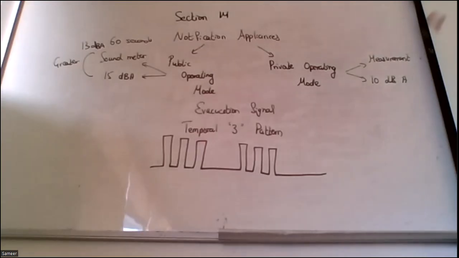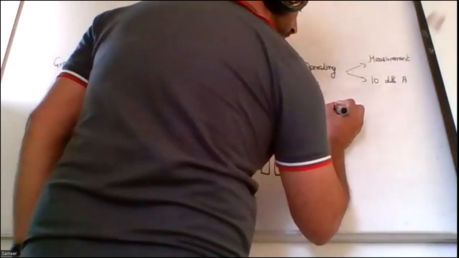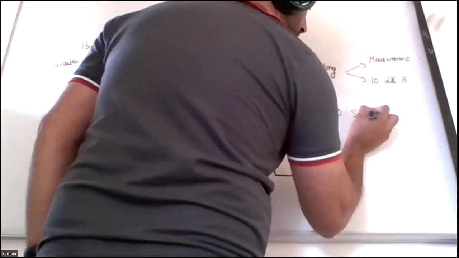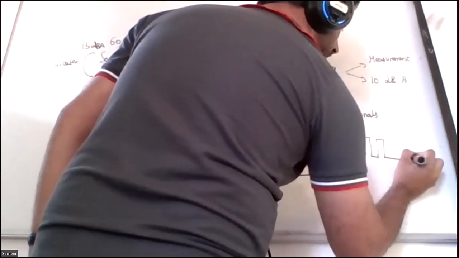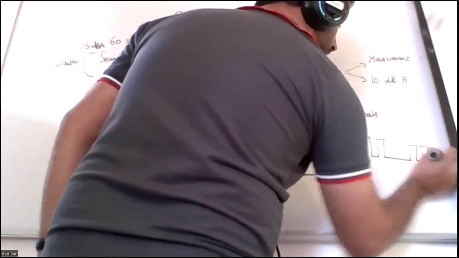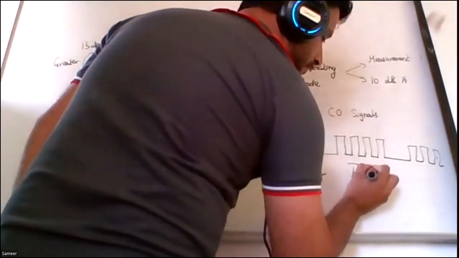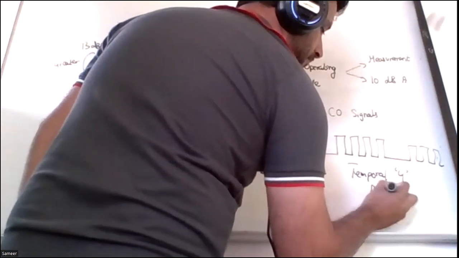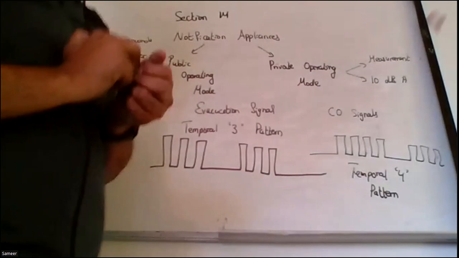Similarly, we have one more pattern, the temporal 4 pattern. Temporal 4 pattern is for carbon monoxide signals. We have 4 cycles of on and off, and then off, then 4 cycles of on and off similarly. So this is known as the temporal 4 pattern, and the temporal 4 pattern is for carbon monoxide signals.